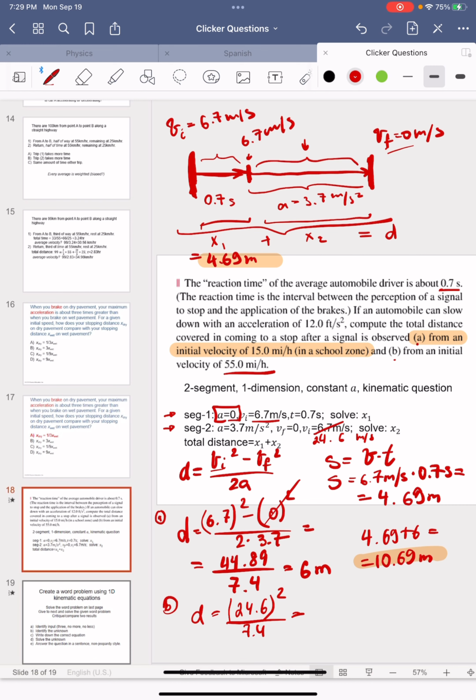Now we calculate it. We get 81.8 meters. So it's going to be 81.8 plus 4.69, which will give us 86.49 meters for part B.